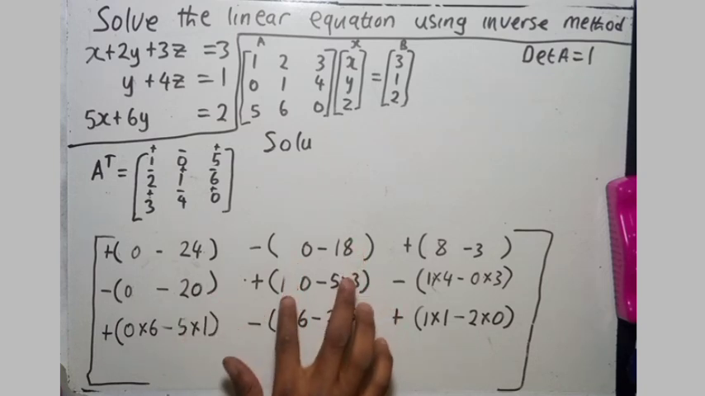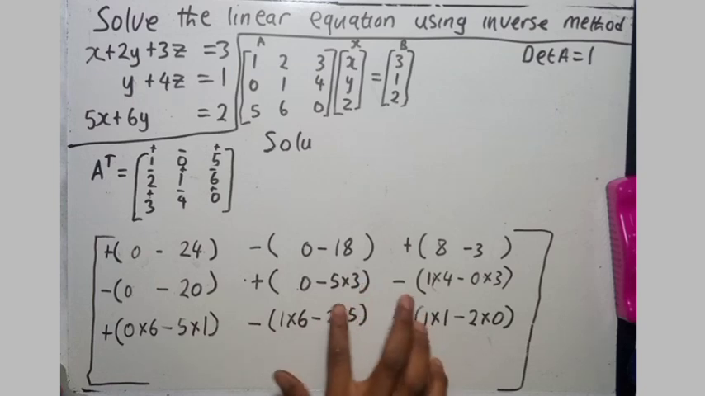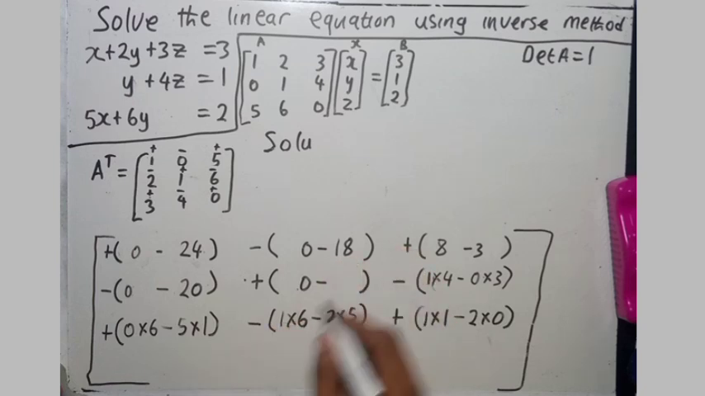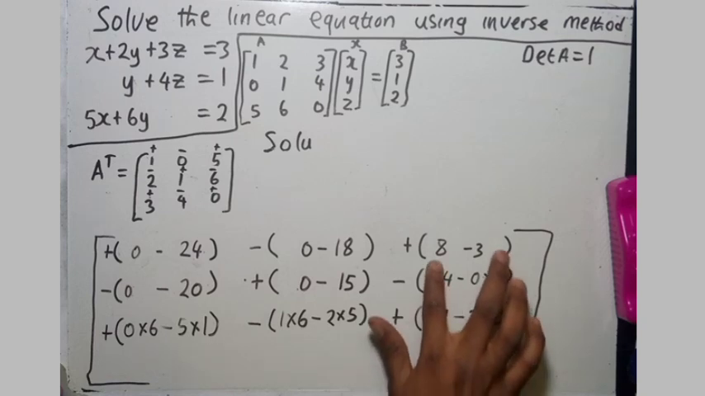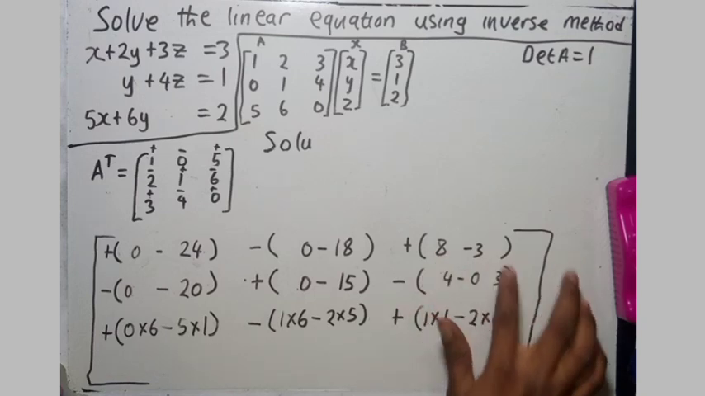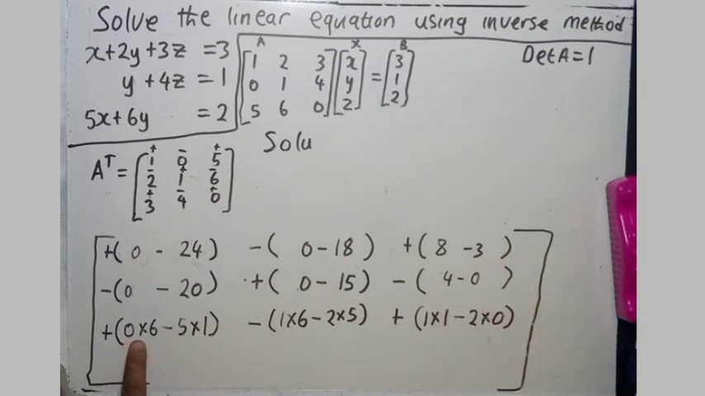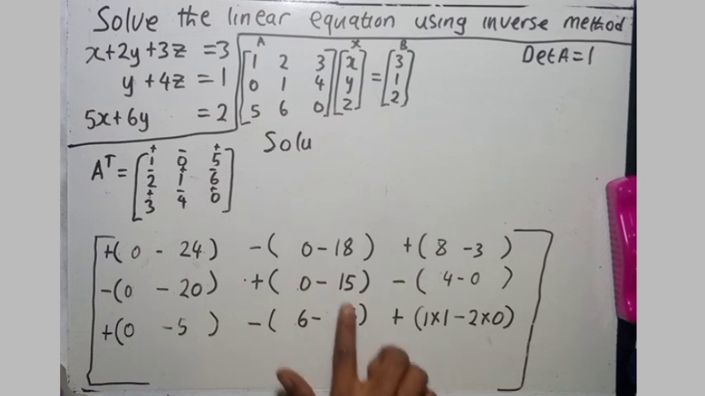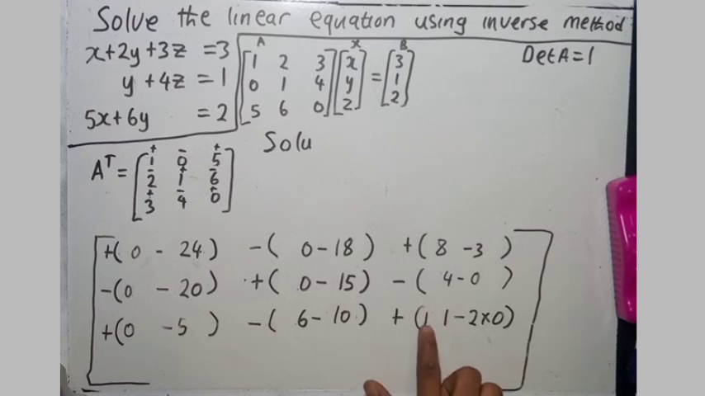1 times 0 is what? 0. 5 times 3 is 15. 1 times 4 is what? 4. 0 times 3 is what? 0. 0 times 6 is what? 0. 5 times 1 is what? 5. 1 times 6 is what? 6. 2 times 5 is 10. 1 times 1 is 1. 2 times 0 is what? 0.